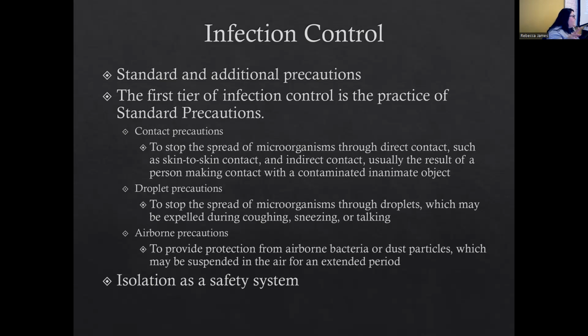Once they see if that patient has MRSA or not, if they don't, they take them off precautions. If they do, they give them an antibiotic. So it's just contact precautions. It's designed to stop the spread of direct contact or indirect contact. Then you have droplet precautions. Droplet precautions protect healthcare workers, visitors, and other patients from droplets that may be expelled during coughing, sneezing, or talking.